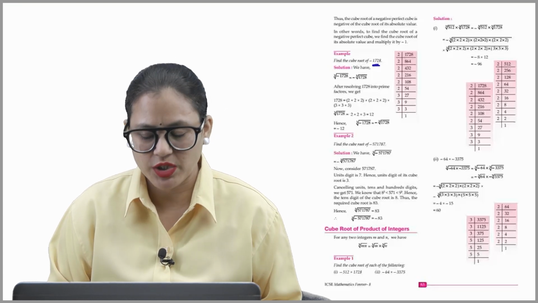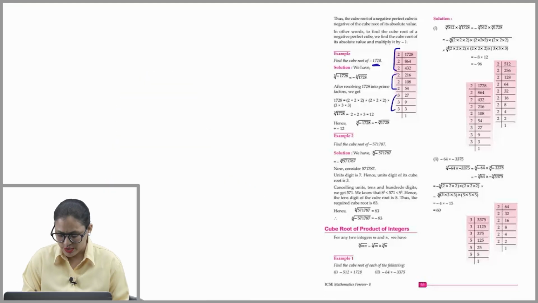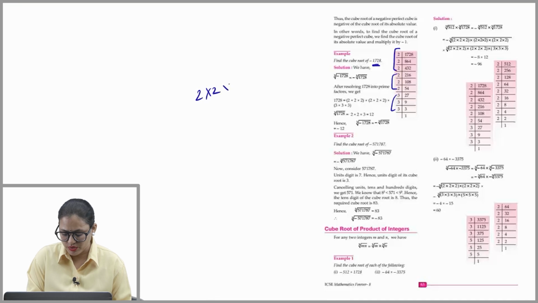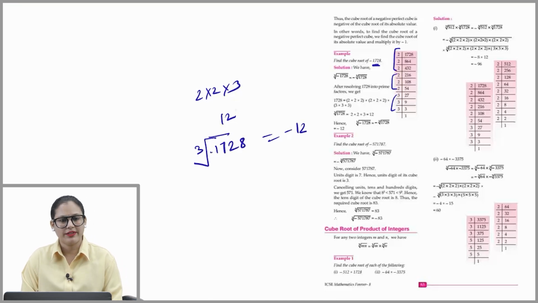First, we will find the prime factors. So, after finding the prime factorization, let's group them: 1, 2, 3. So, 2 into 2 into 3, that is, 2 2s are 4 and 4 3s are 12. So, the cube root of minus 1728 is what? Minus 12, right?